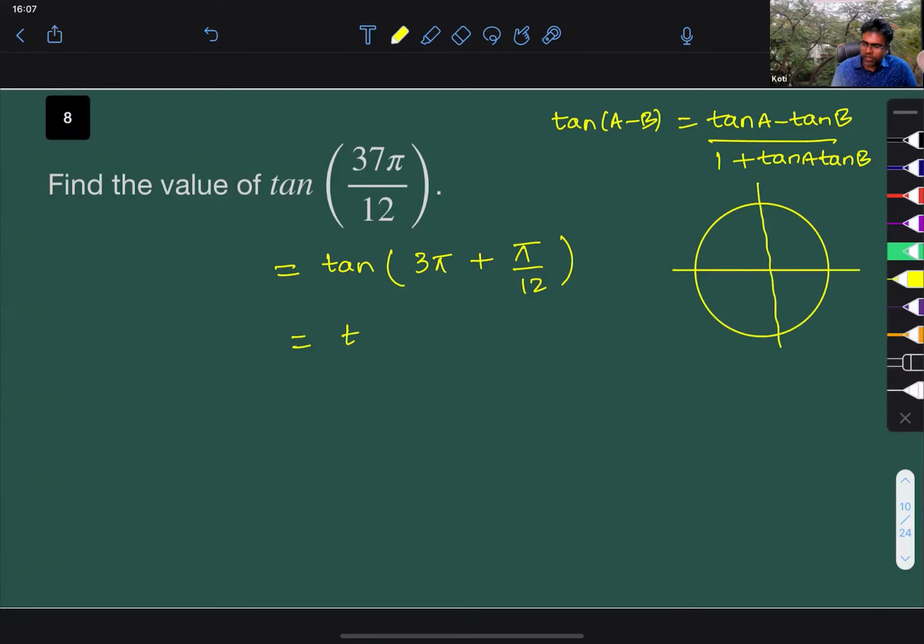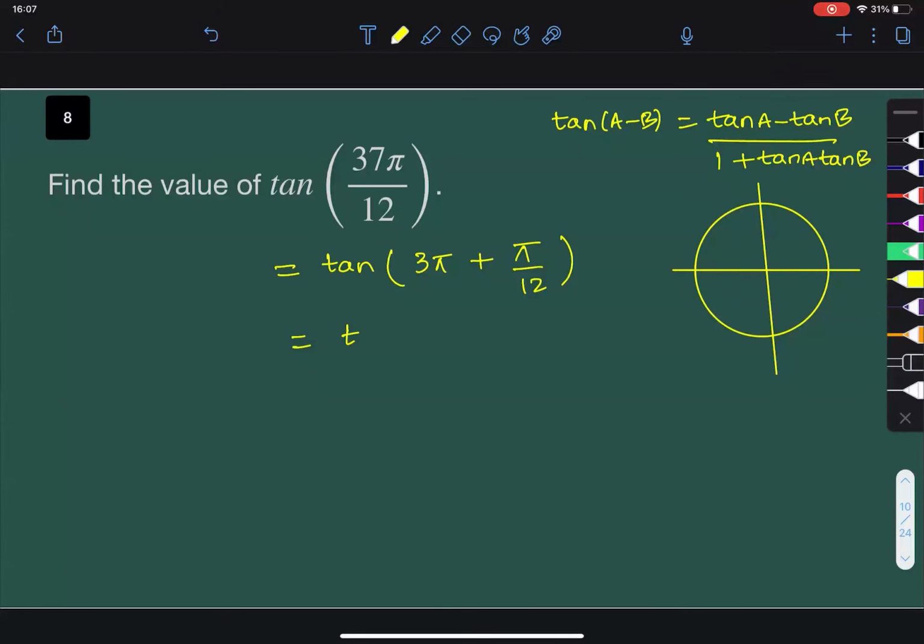You remember the graphs that I have shown, the period of tan? You guys remember the period of tan? Okay. So see, period of tan is pi radians. So every pi radians you repeat.